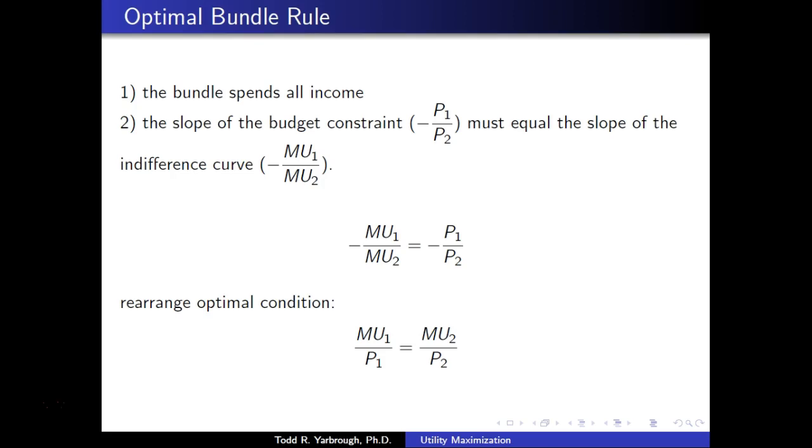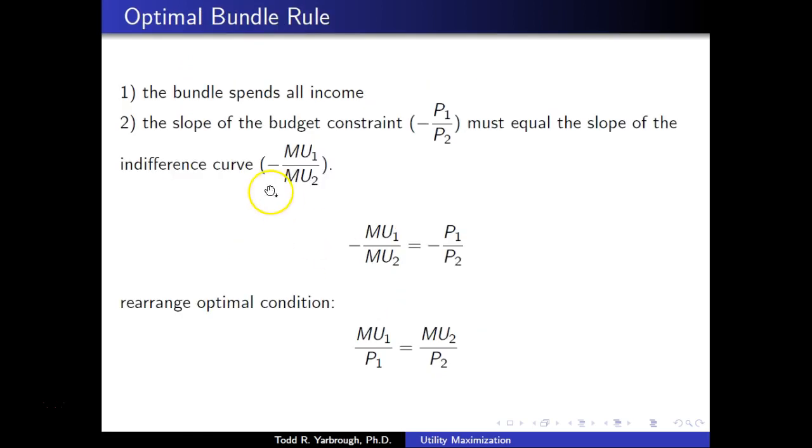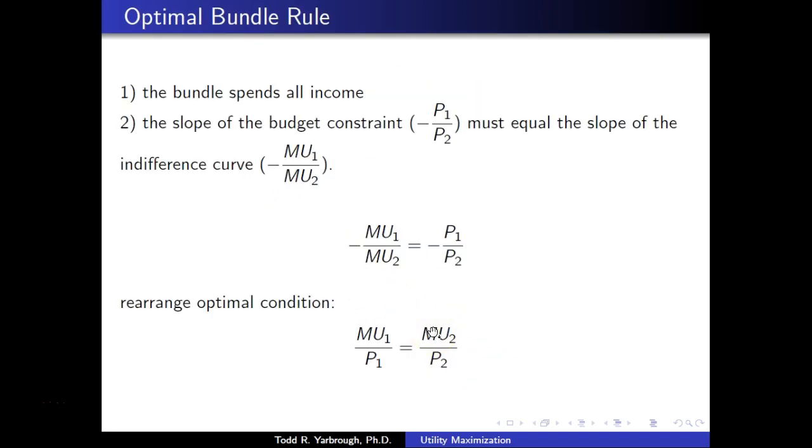Okay, so as I said before, we have two rules for optimization. The first is you spend all of your income. Notice point A is on my budget constraint. And second, the slope of the budget constraint, which by the way is just the ratio of prices, the price of tacos divided by the price of beer, which is -1 because they have the same price. So the slope of this line is -1, which we can see. So it must be equal to the slope of the indifference curve.